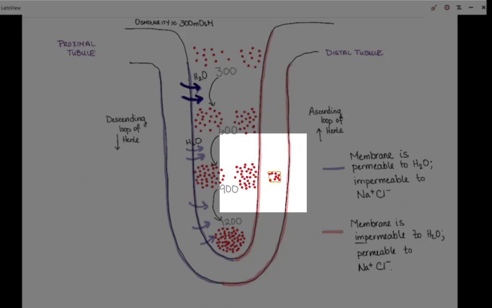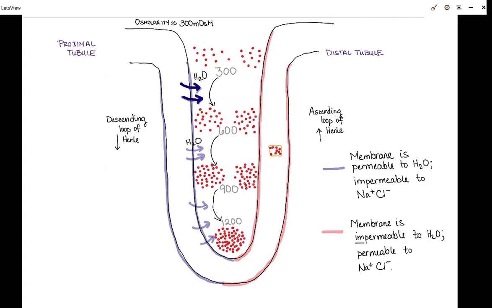That filtrate now has an osmolarity of 900. Notice the volume did not change. It's going to move up here. A little bit more salt is going to move.